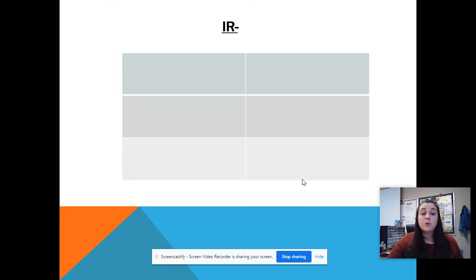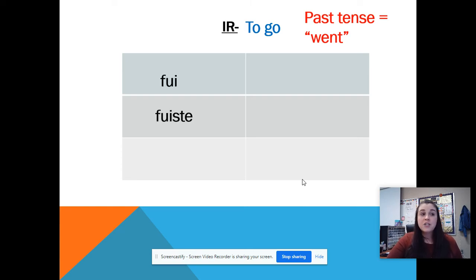We're going to use ir more often in the preterite than we will ser, but they do have the same exact conjugations. So remember, ir means to go. In the past tense, or in the preterite, it would mean I went or we went. And its conjugations are the following. We have fui for I went, fuiste for you went, fue for he or she or usted went, fuimos for we went, fuisteis for vosotros, and fueron for they or you all.